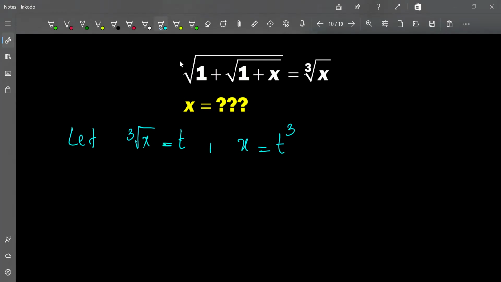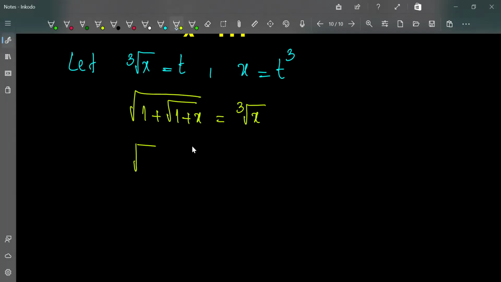Okay, but for the equation, we know that the square root of 1 plus the square root of 1 plus x is equal to the cube root of x. But the cube root of x is equal to t and x is equal to t cubed. So now we substitute it. So this expression becomes 1 plus the square root of 1 plus t cubed equal to t. So right now I want to raise both sides to the power of 2.